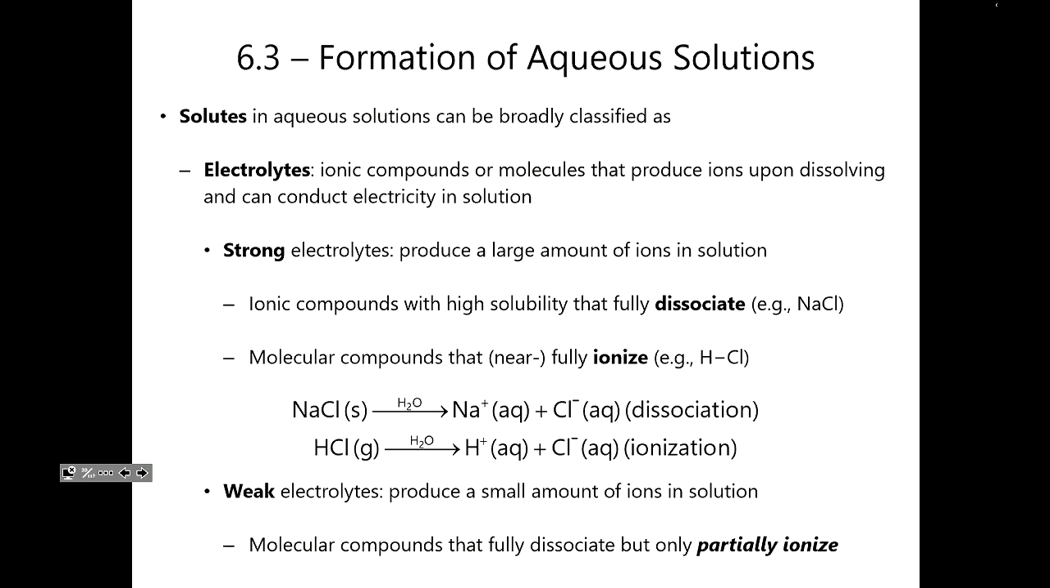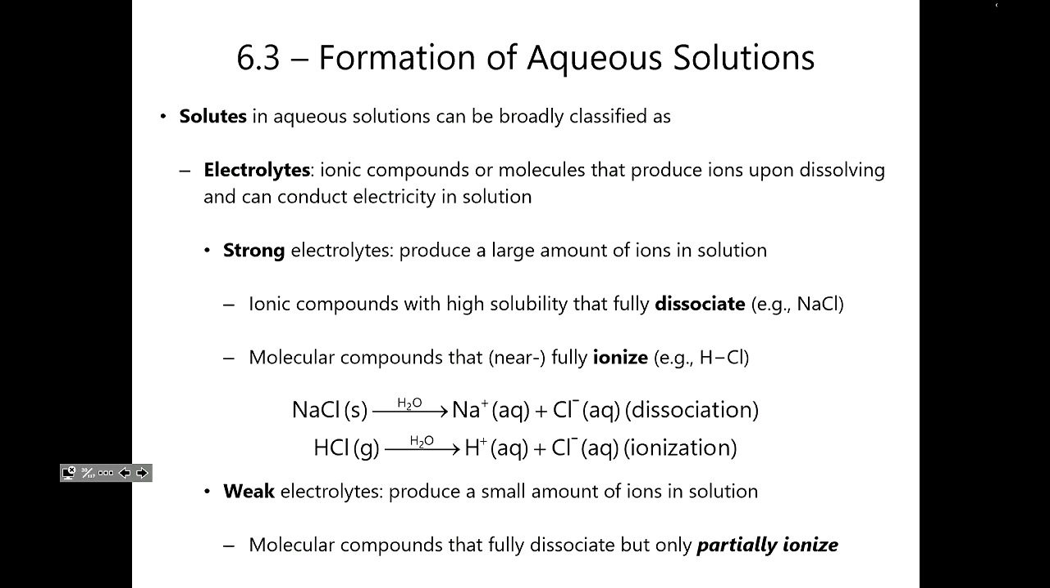When you have these compounds that are highly soluble and dissociate, or are nearly fully or fully ionized, meaning per mole of compound that dissolves, you get an equimolar amount of the ions, these are known as strong electrolytes. Now there's also what we call weak electrolytes.